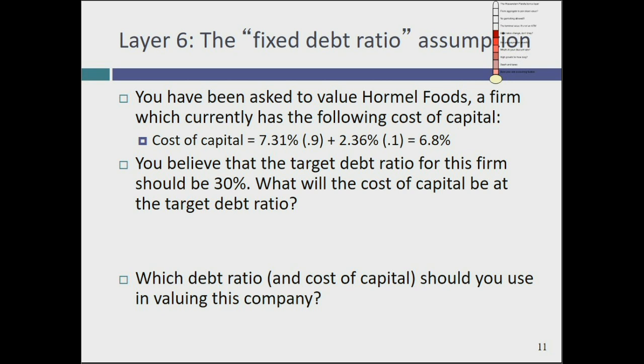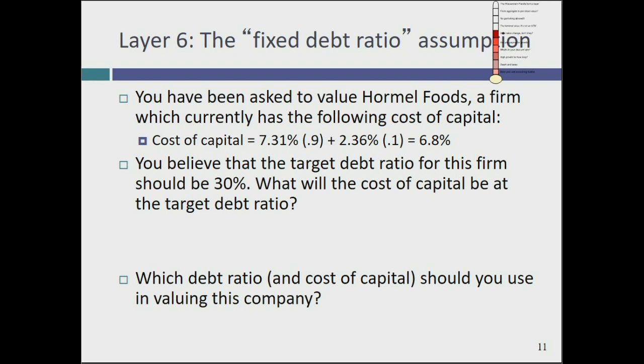So you're going to end up with a cost of capital that's different. That's the only thing you can say from 7.31%. In this case, it actually does drop to 7%. Why? Because Hormel Foods is underlevered. That's actually the definition of under or overlevered: as you raise your debt ratio, does your cost of capital go up or down?